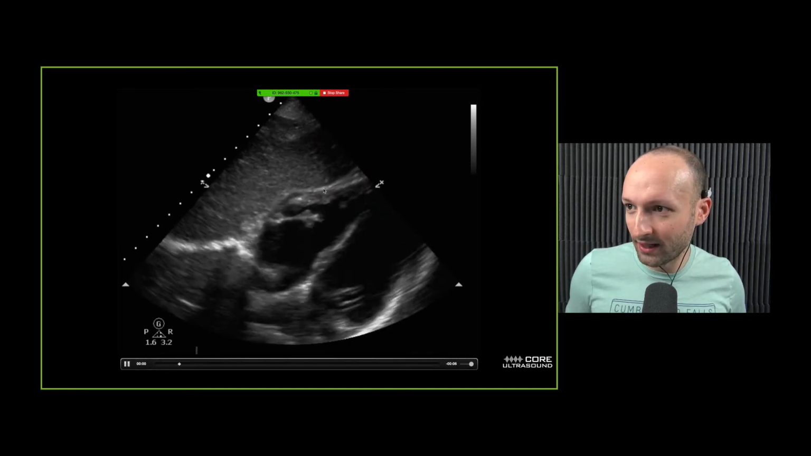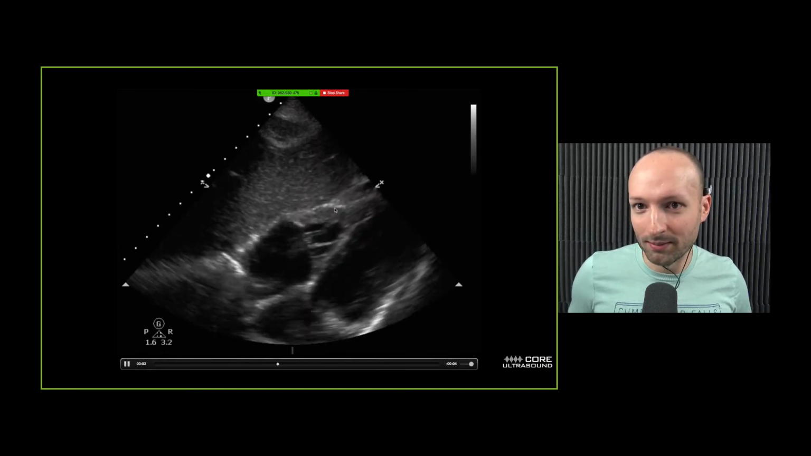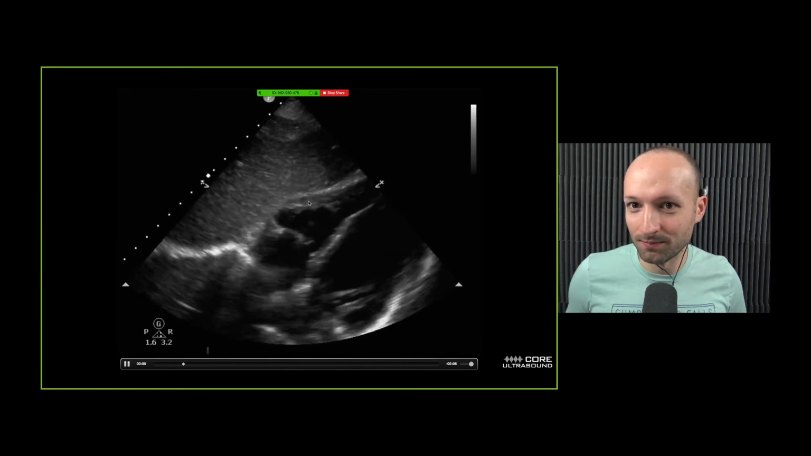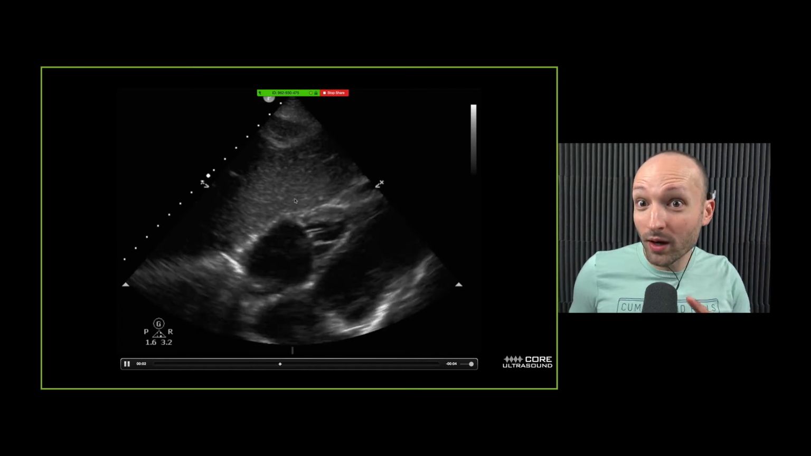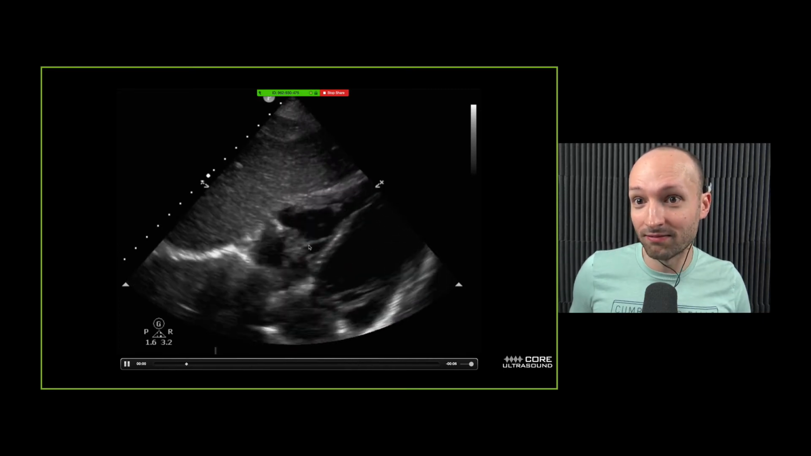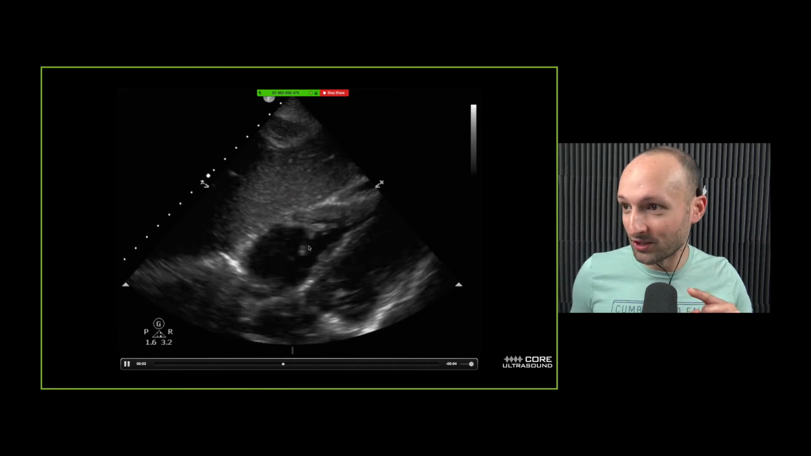I'm assuming that all of you mentally are saying a bunch of things on the differential diagnosis. So I'm assuming that one of you said there's a booger on this valve. There is, in fact, a booger on this valve. Good job, person who said that.